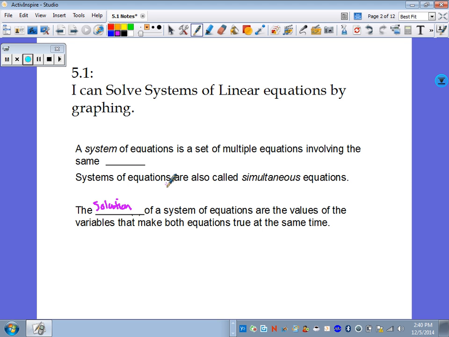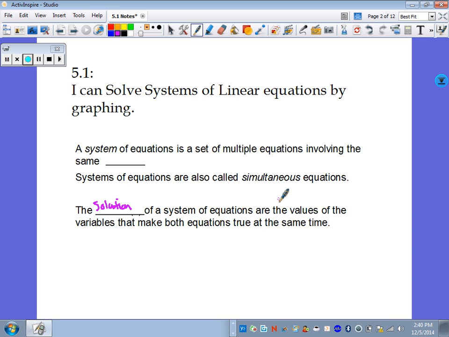What you need to know about a system of equations is that you have two or more equations, and that's what that set of multiple equations is. In this case, we're going to be doing two, but they involve the same point of intersection or the same ordered pair. They have something in common, hopefully. We'll get into more about that later.